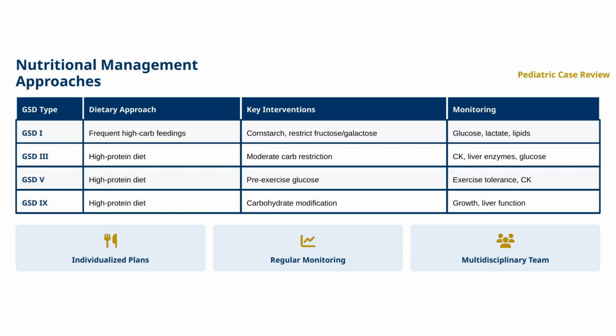GSD type 5 management involves a high-protein diet with pre-exercise glucose, monitoring exercise tolerance and CK levels. GSD type 9 also uses a high-protein approach with carbohydrate modification, focusing on growth and liver function monitoring. All nutritional plans must be individualized with regular monitoring by a multidisciplinary team.